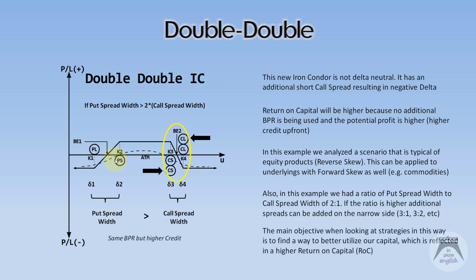The main objective when looking at strategies in this way is to find a way to better utilize our capital, which is reflected in a higher return on capital. So all we're doing is we have a defined risk trade. We're putting up some funds, some money to carry the position. We want to make sure that we can squeeze as much as we can out of that position into our account as profits. Now we're going to go to the platform and take a look at a real example where we can see this in action.